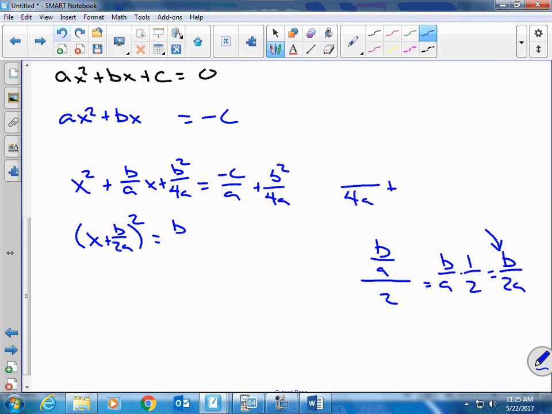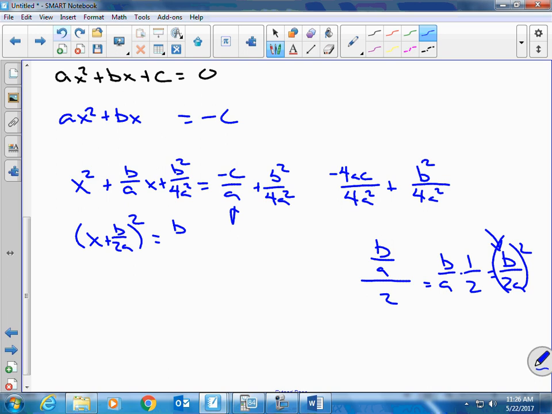And I need this to be squared. Sorry, because when I square this over here, that should be a squared. And so I need this to be a 4a squared also. Well, that one already is a 4a squared. How do I make this first a 4a squared? I got to multiply the top by 4a. And so on top I get negative 4ac.